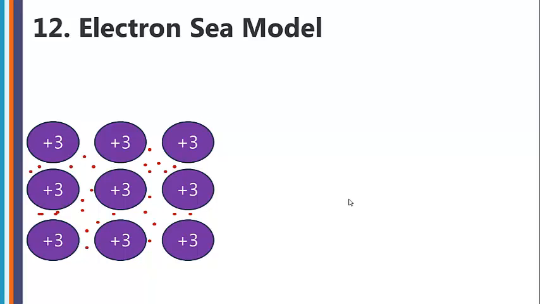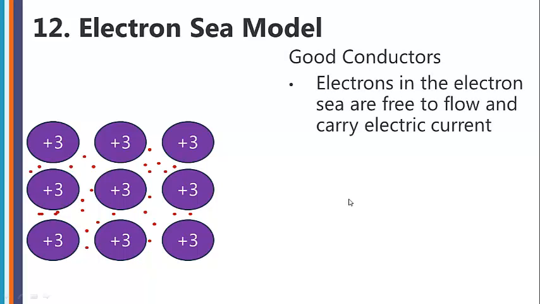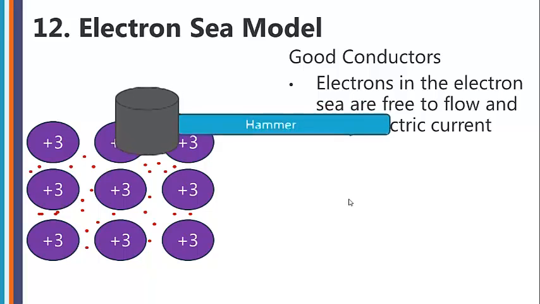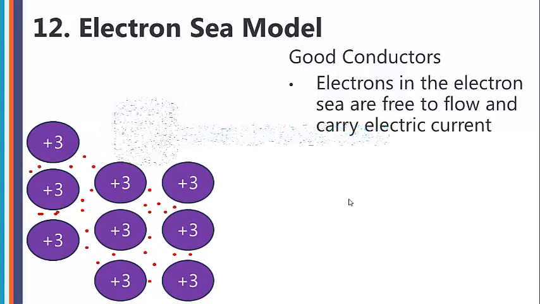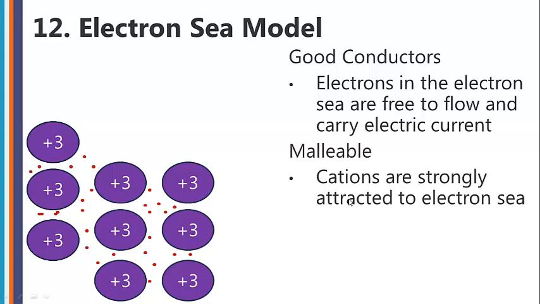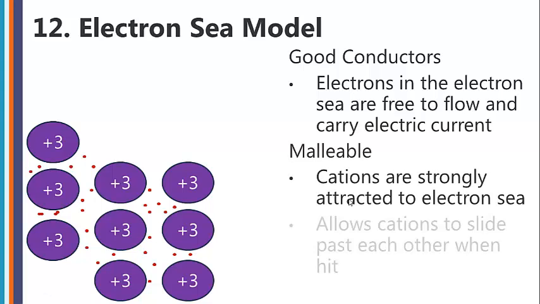The Electron Sea Model. So in the Electron Sea Model, metals are going to be good conductors because the electrons are already free-flowing and able to carry electric current. They are also going to be malleable. If I hit a metal with a hammer, we see that the cations just slide past each other. So the cations are strongly attracted to the electron sea, and this allows them to slide past each other when hit with a hammer.